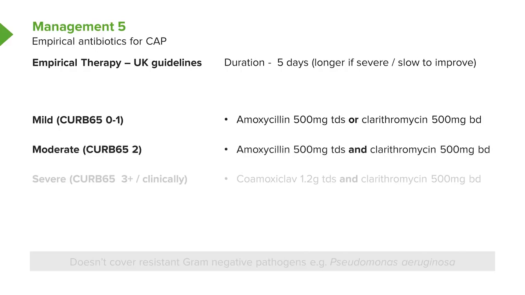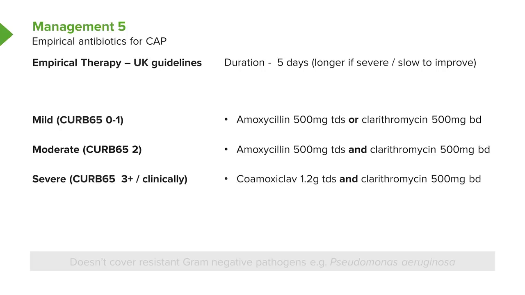Moderate disease, because the patient's in hospital, because the mortality is now reaching 15% or thereabouts, in the CURB-65 score of 2 or more, that's the definition of moderate disease, we'd like to make sure that we kill all the most likely pathogens. So amoxicillin is combined with a macrolide such as clarithromycin, so that we cover the pneumococcus and the mycoplasma and the chlamydophila in those circumstances.